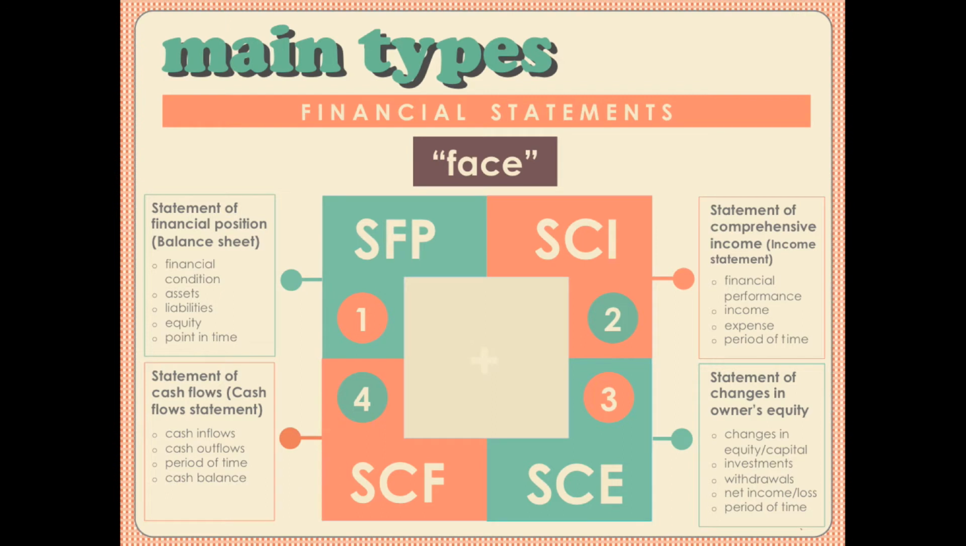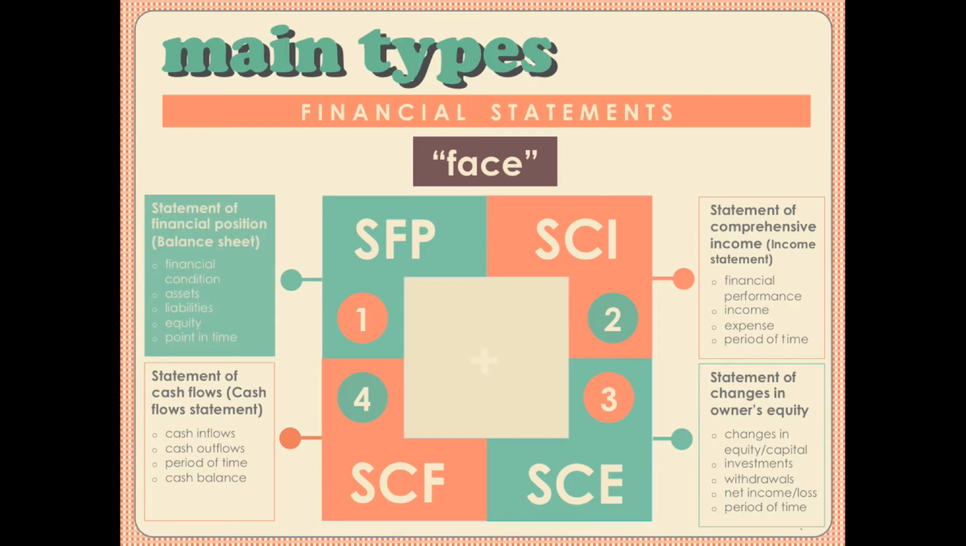Alright, so now we'll talk about the 4 main types of financial statements, which we collectively refer to as the face of the financial statements. Again, this will just be a brief overview, and the detailed discussion will be posted in a separate video. So these financial statements are the statement of financial position, the statement of comprehensive income, the statement of changes in owner's equity, and the statement of cash flows.